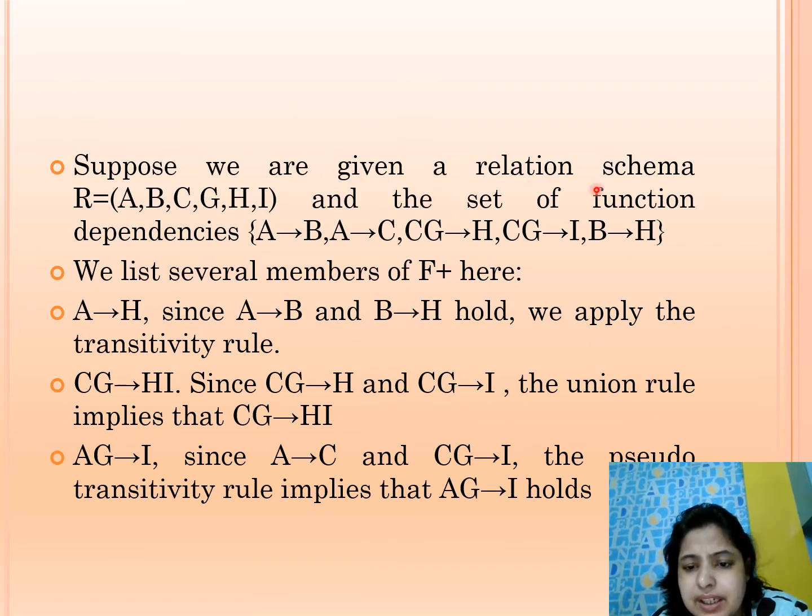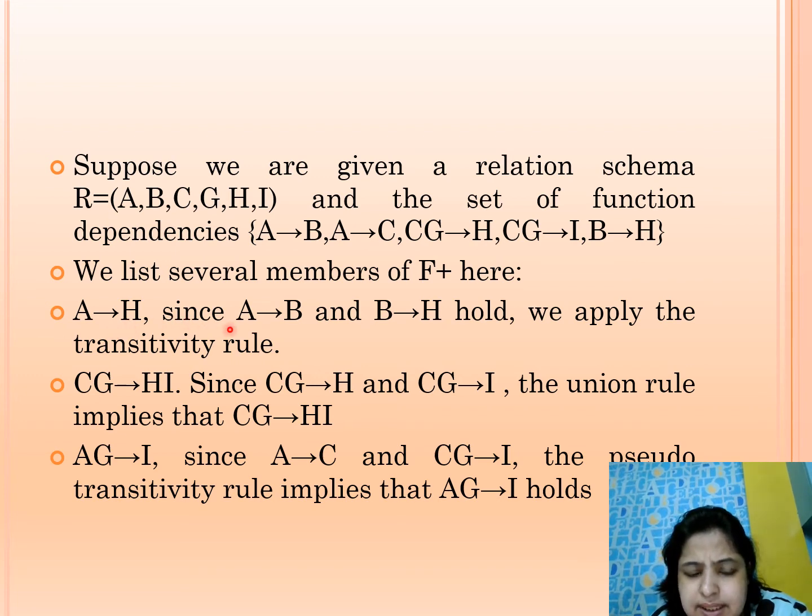Suppose we are given a relation schema R (A, B, C, G, H, I), right? And the set of functional dependencies: A determines B, A determines C, CG determines H, CG determines I, B determines H. We list several members of F plus here. A determines H, right?